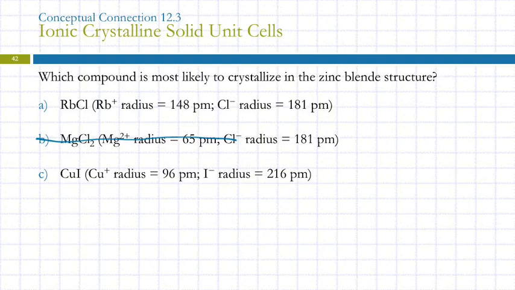Now looking at these other two, the other thing we said was it was going to have a large difference in size. So the radii are given here, 148 and 181, 96 and 216. So which one has a bigger difference? C. So that would be the correct choice.